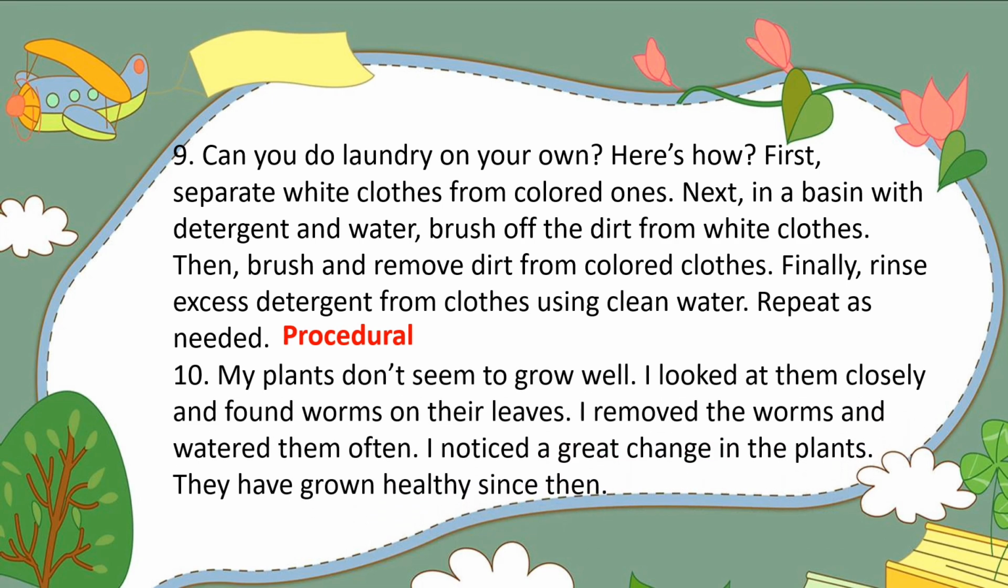And the last one. My plants don't seem to grow well. I looked at them closely and found worms on their leaves. I removed the worms and watered them. After a while, I noticed a great change in the plants. They have grown healthy since then. Correct, it's a problem and solution.